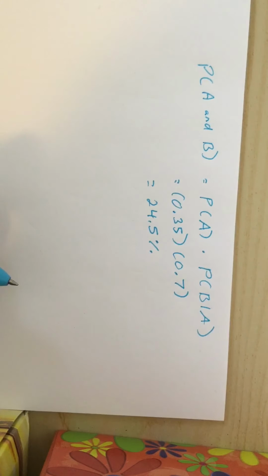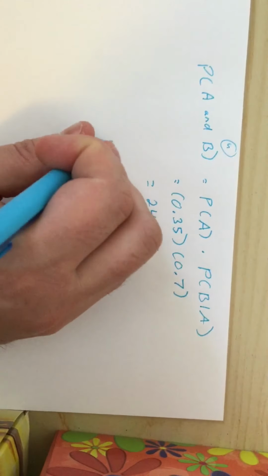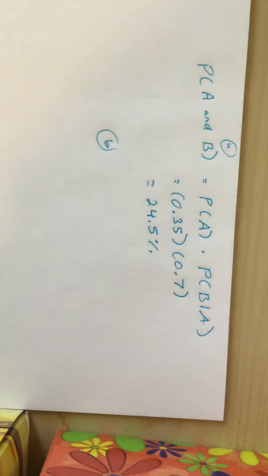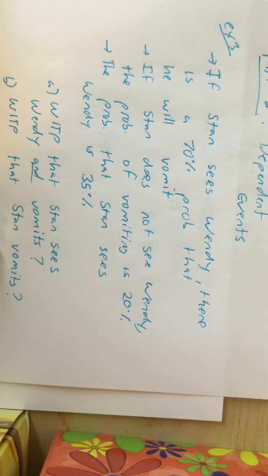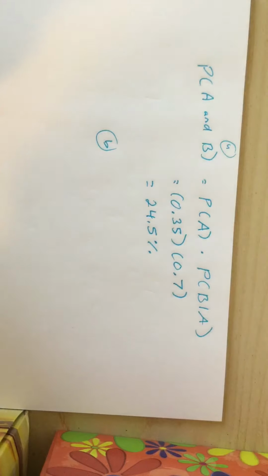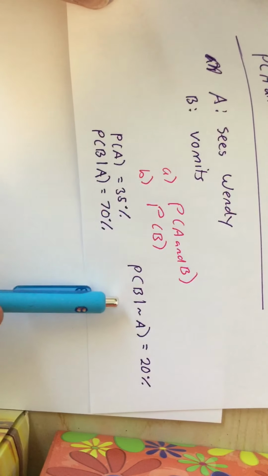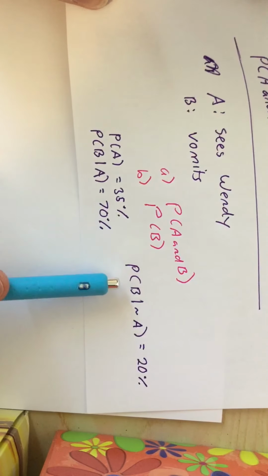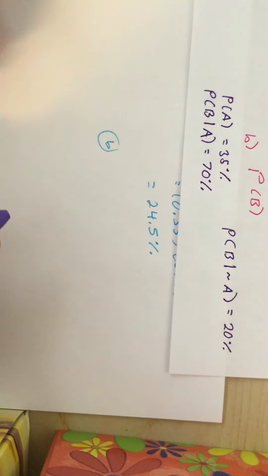Okay, so that was part A. That was fairly straightforward. Now B, B was asking for what is the probability that Stan vomits? And what that means is we're looking for the probability of B. But notice we don't have the probability of B. We have the probability of B given A, and we have the probability of B given not A. Essentially, there are two ways for him to vomit. He could vomit by seeing Wendy, and he could vomit by not seeing Wendy.